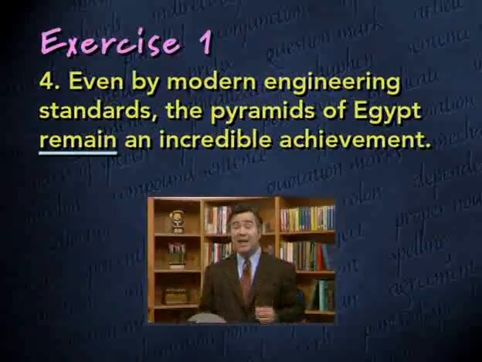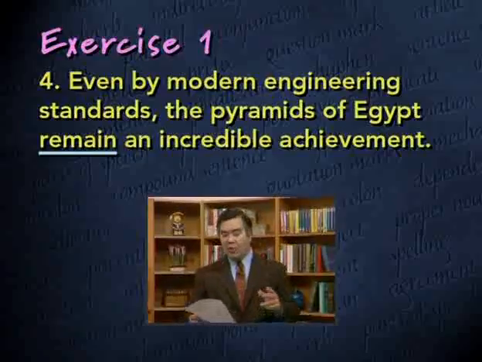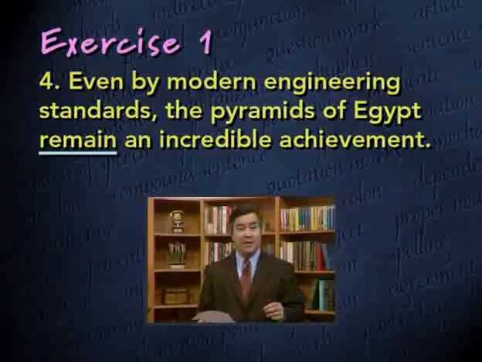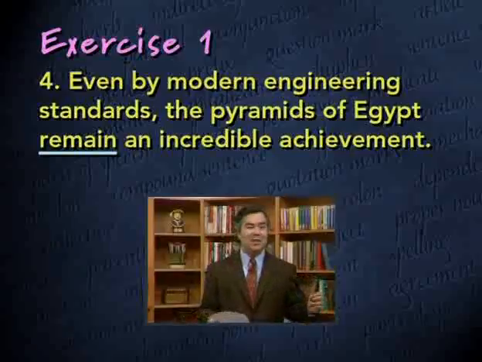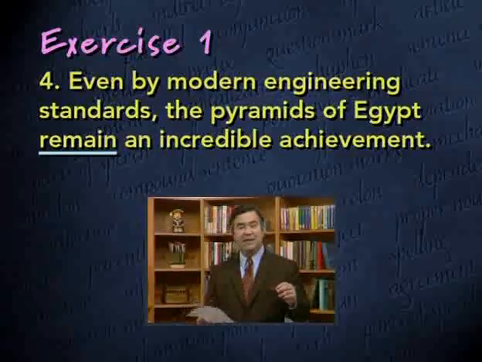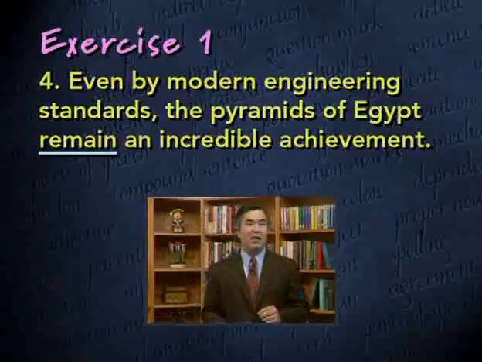The next sentence. Even by modern engineering standards, the pyramids of Egypt remain an incredible achievement. The verb remain is underlined. What's the subject of the verb remain? What remain an incredible achievement? The answer is pyramids. Once again, the fact that some other words come between the subject and the verb shouldn't confuse you. It's not Egypt that remains an incredible achievement. It's the pyramids that remain an incredible achievement.